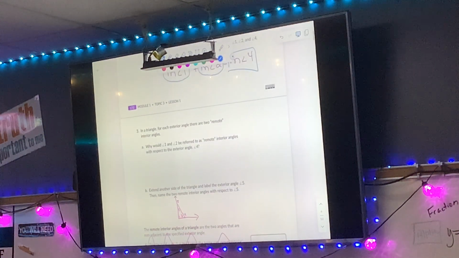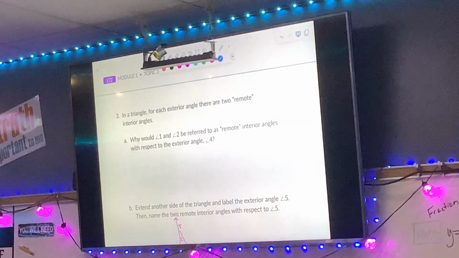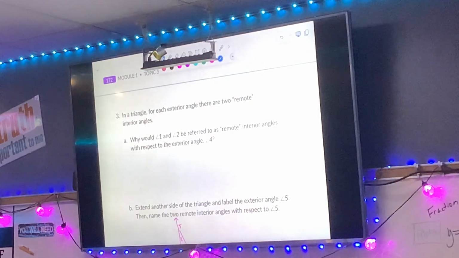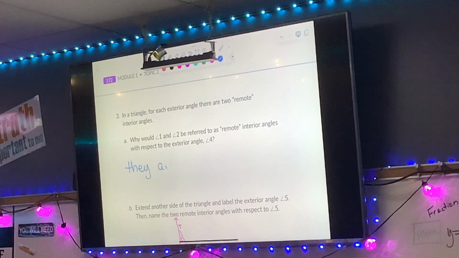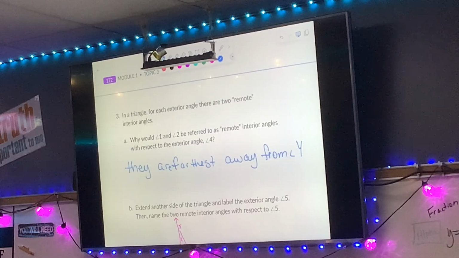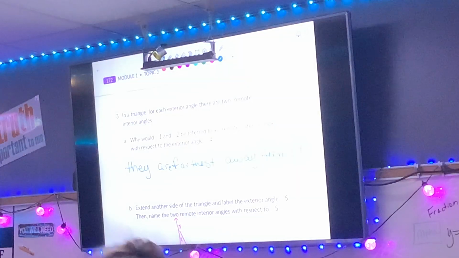So here we go. Why would angle 1 and angle 2 be referred to as remote interior angles with respect to the exterior of angle 4? Because they are the furthest away from angle 4. And as you notice, I'm not writing the word angle. This little thing right there means angle.